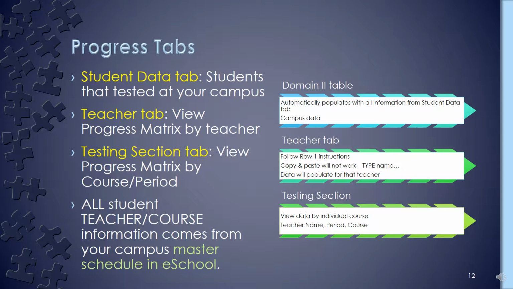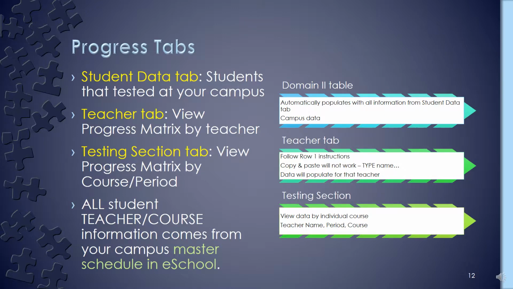The teacher tab, to populate that, you need to follow the instructions that are in row 1 on that tab. Copying and pasting will not work. You need to type in the teacher name exactly as the instructions state, and then the data will populate for that particular teacher. The same thing goes with the test section. Again, please follow the instructions in row 1 to complete that particular matrix.